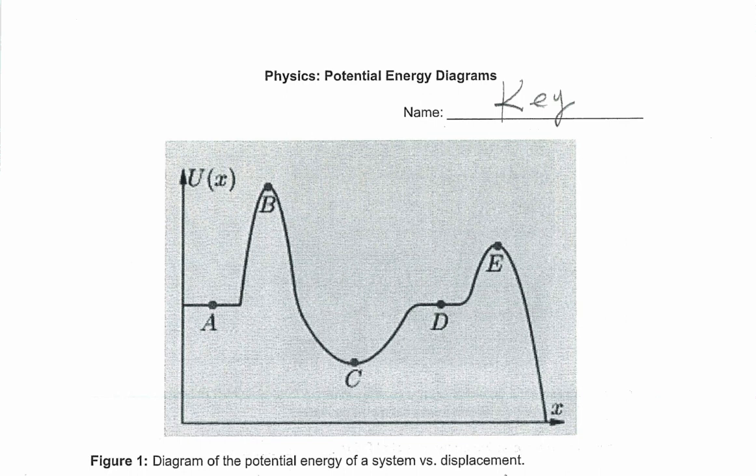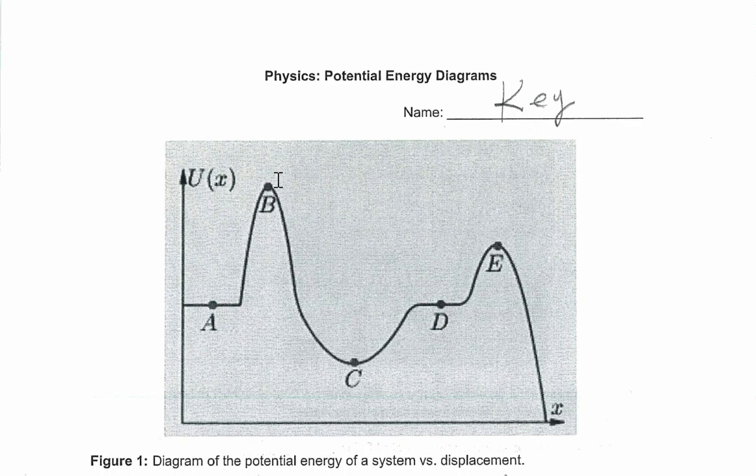Okay, this is an answer key for potential energy diagrams in physics. We have potential energy on the y-axis, and on the x-axis, we have displacement. At position A, we have equilibrium because the slope of this is 0, but we have a neutral equilibrium since moving it to the left or to the right causes very little change.